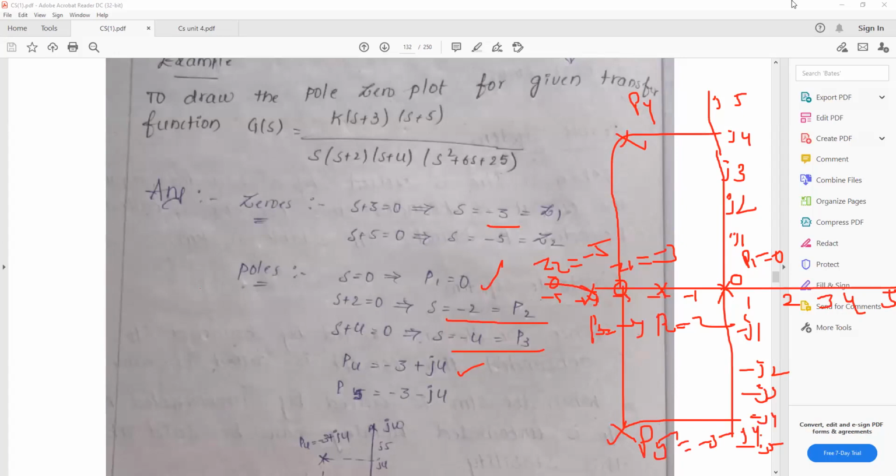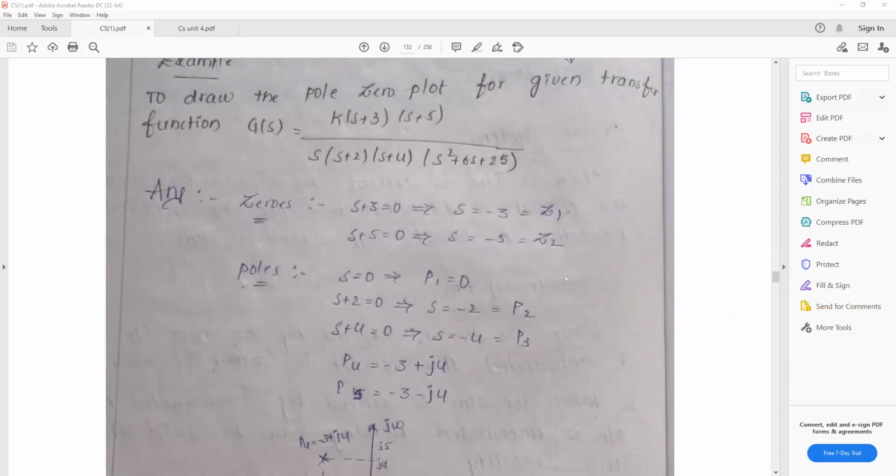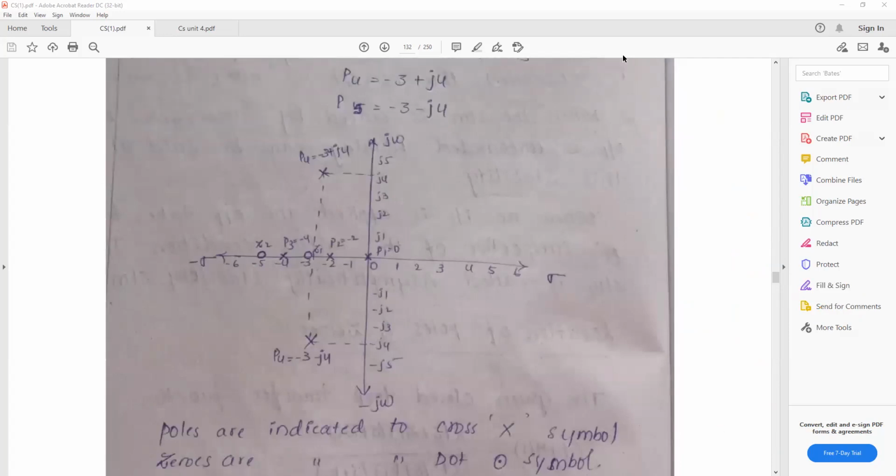This is the pole-zero plot. It's very simple. This is the location of the poles and zeros. First the zero: Z1 is at -5. And the poles: first the origin, second pole at -2, the third pole at -4, the fourth at -3 plus j4, and the fifth at -3 minus j4. This is the location of the poles and zeros.